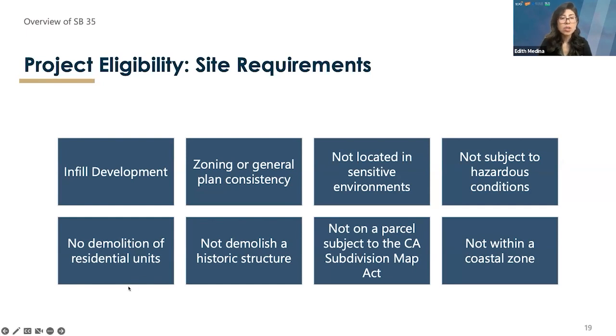The next is no demolition of residential units. The project cannot demolish housing units that have been occupied by tenants in the last 10 years. And if the units were subject to any form of rent control, or they were subject to a recorded covenant, ordinance, or law that makes rents affordable for low-income residents, those units can also not be demolished. It can also not demolish a historic structure that has been placed on a national, state, or local historic register. And the project can also not be on a parcel subject to the California Subdivision Map Act, unless the development received a low-income housing tax credit or is subject to the requirement that prevailing wages be paid. And lastly, the project cannot be within a coastal zone.